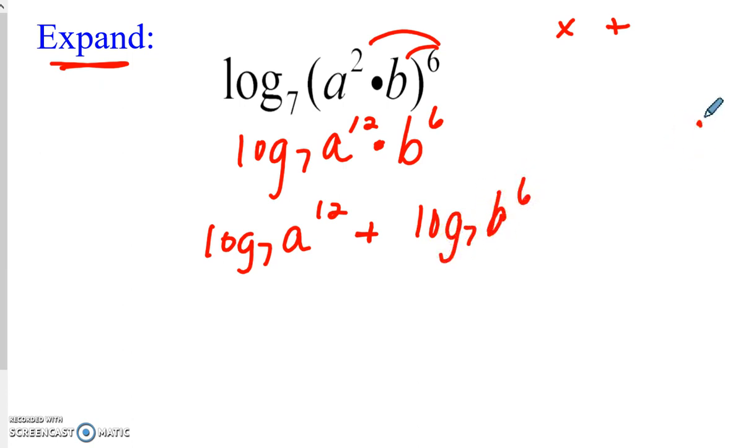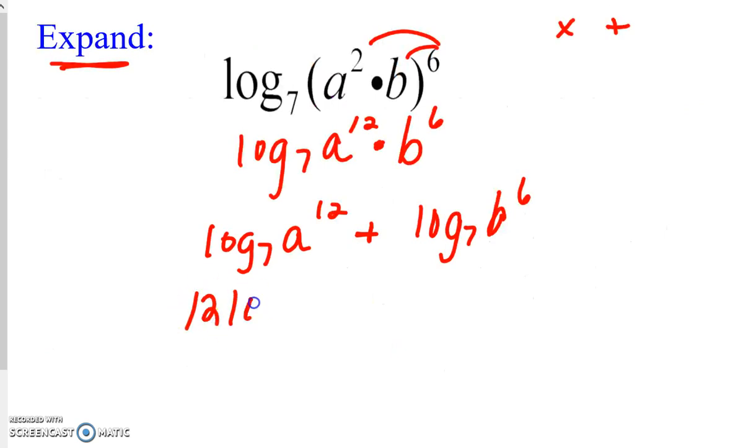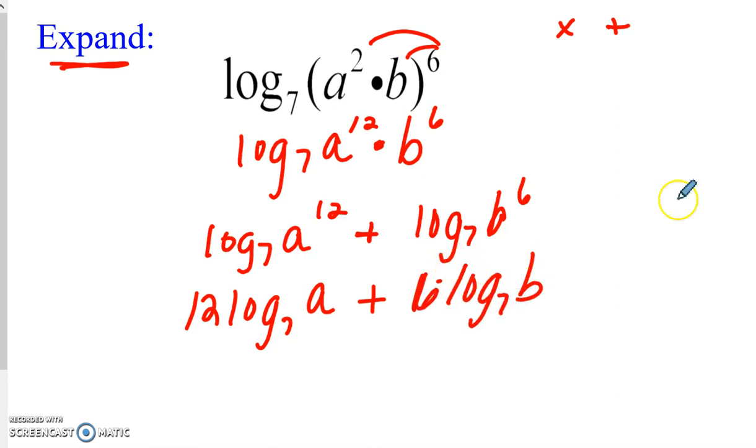Well, the only thing we have to realize is that there are exponents, and according to the power rule, where do the exponents go? Down in front. So it's 12 log base 7 of a plus 6 log base 7 of b. And now you're expanded out, and that's all these directions want. They don't want you solving anything. They don't want you to do anything.